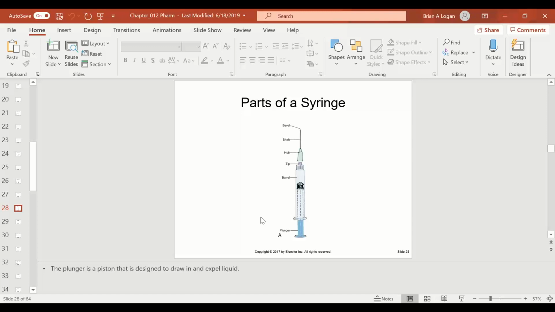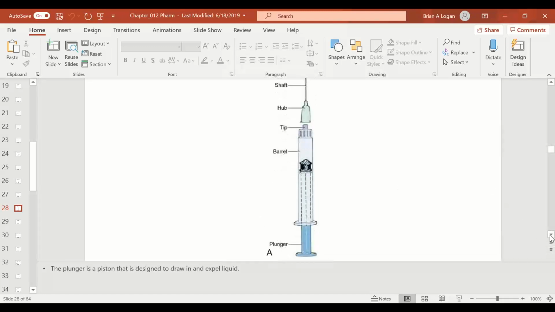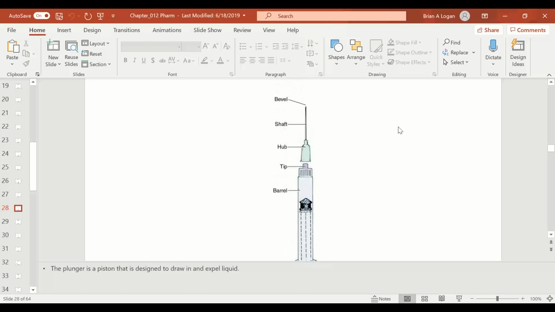So, your parts of a syringe. Ooh, it was too much of a zoom. There we go. So the syringe itself is back here, right? This is your plunger piece. This is what's going inside the barrel. And then you have the tip of the syringe. This is where your hypodermic needle is going to connect to. And this is called the hub. And then you have the shaft. And then you have the beveled end here.